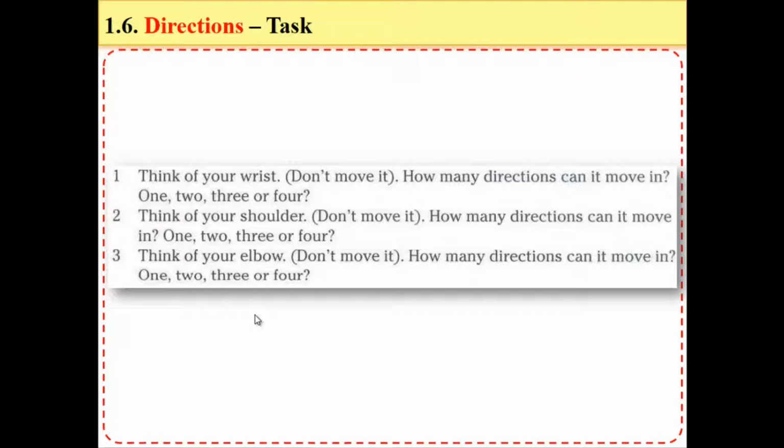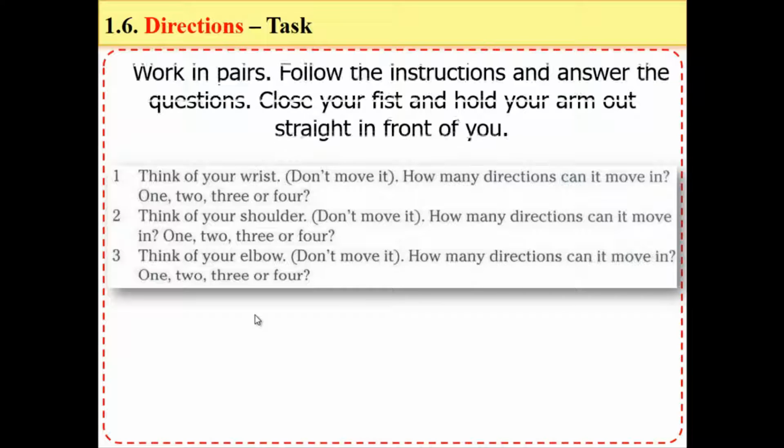And now text. Working in pairs, follow the instructions and answer the questions. Close your fist and hold your arm straight in front of you. Okay, let's do it. And think about the questions. The first thing, think of your wrist. Don't move it. You have to remember, don't move it. How many directions can it move in? 1, 2, 3, or 4?